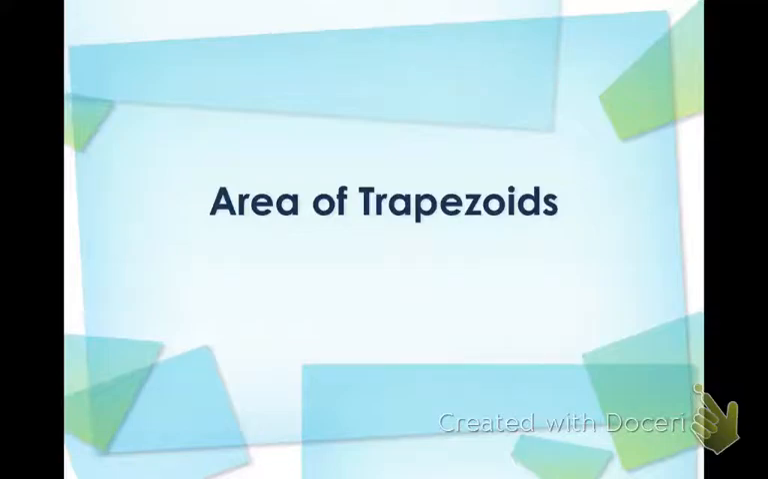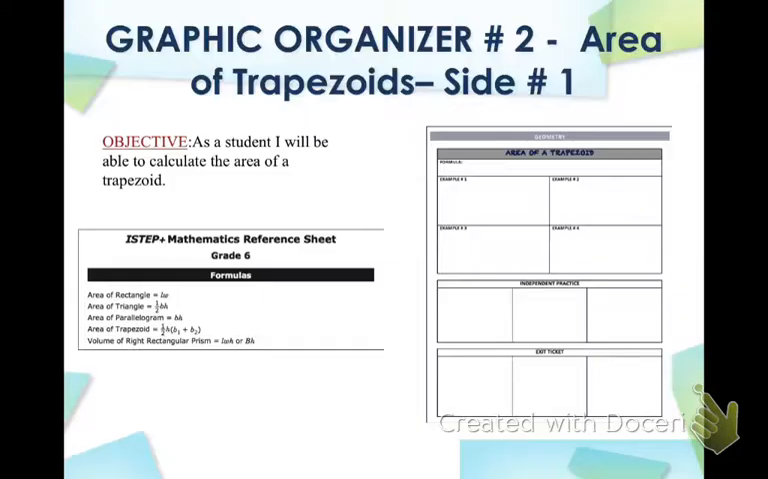Okay, video number 3 of geometry unit, area of trapezoids. This is by far the hardest one that you're going to have to do, but with a little quick and simple stuff, you'll be able to figure this out with no problems. Make sure you're paying attention to this one.